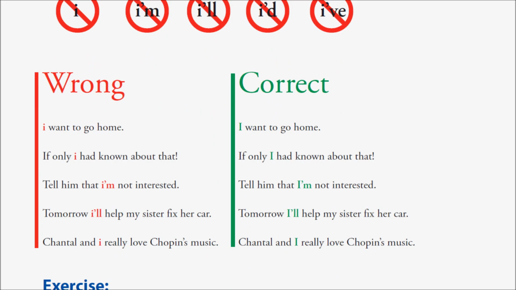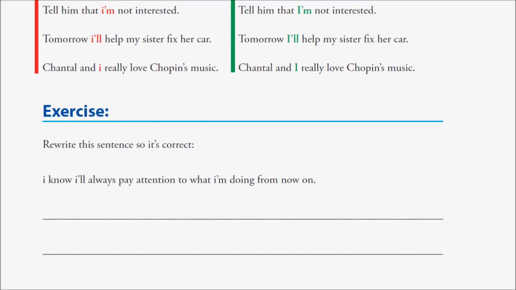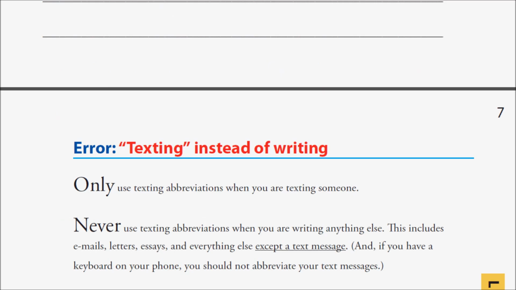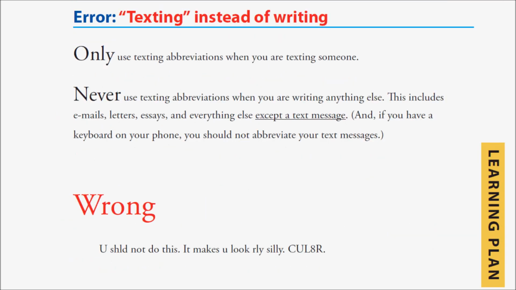All right, and here are some examples that you should be looking at, and it should be pretty clear to you. And then what you're going to do is you're going to rewrite this sentence so it's correct, and you're going to capitalize all the I's, I'lls, and I'ms. Okay? All right, next, here's another one, texting instead of writing. Okay, you only use texting abbreviations when you're texting someone, okay? Never use texting abbreviations when you're writing anything else. This includes emails, letters, essays, and everything else except a text message.